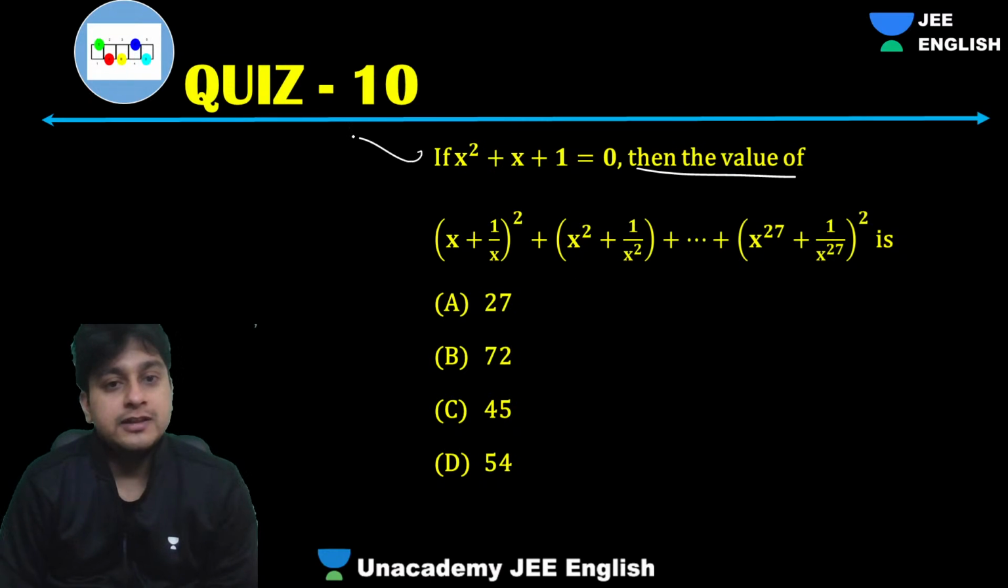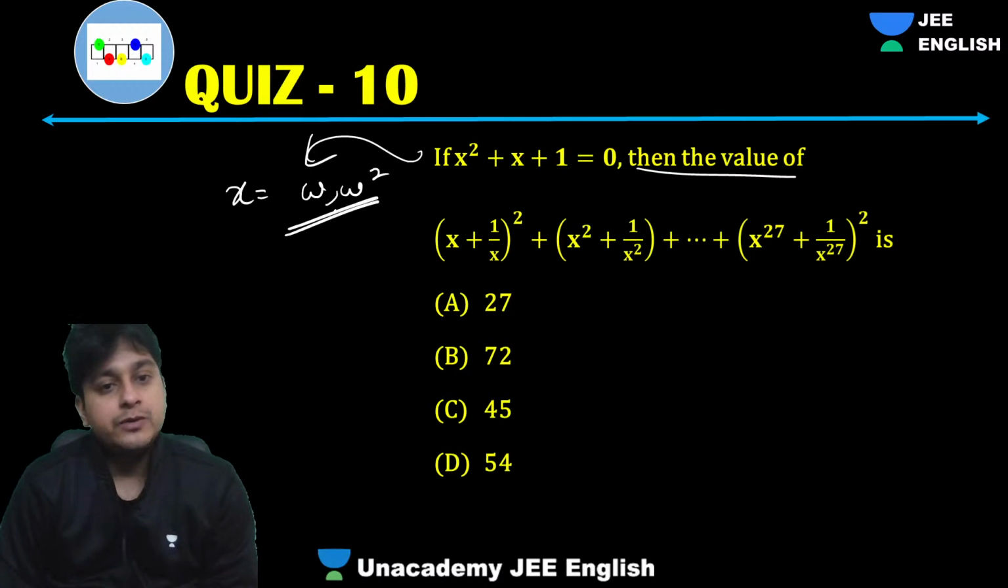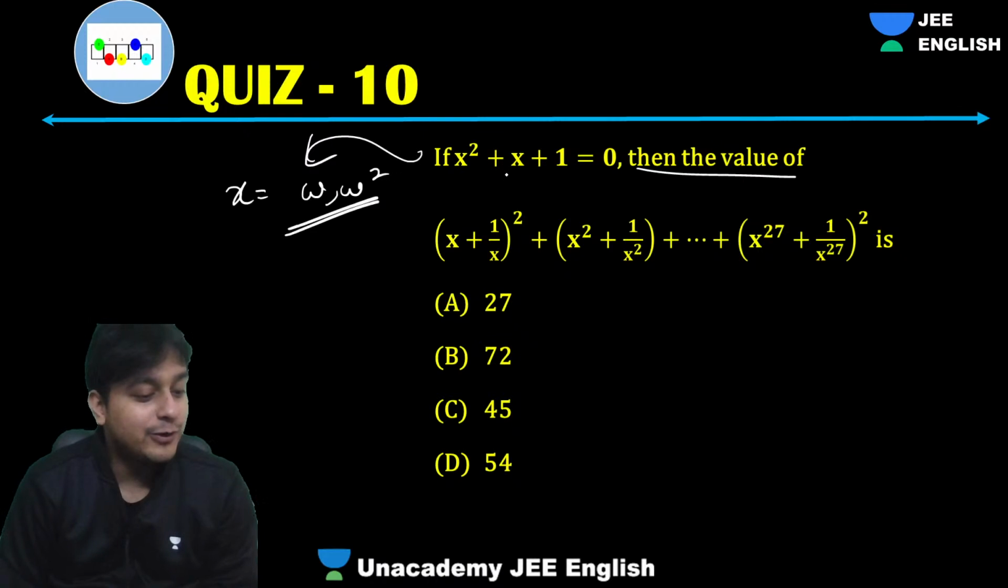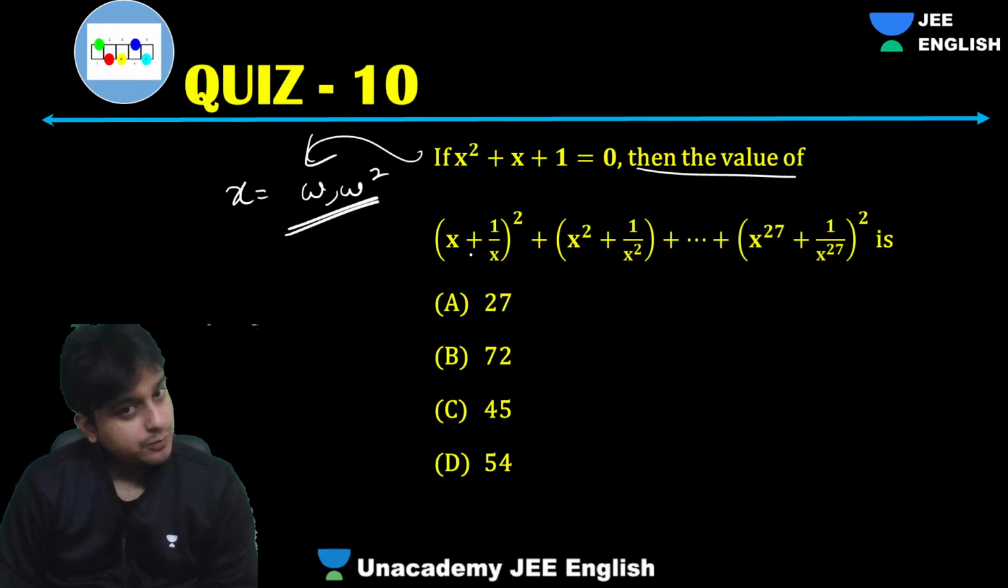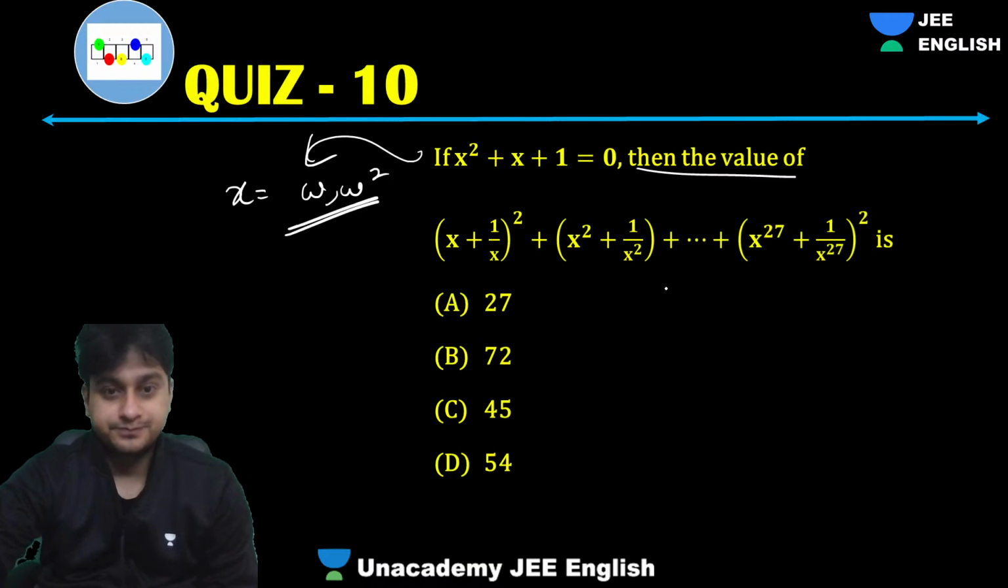So guys, if you solve this one, what are we going to get x as? Obviously, we are going to get omega or omega square, right? So either you can put x as omega, because that's the root now. I told you in the beginning only, root of this equation will be omega or omega square. So either you can put x as omega or omega square, whatever you like. Okay. So let's put it.